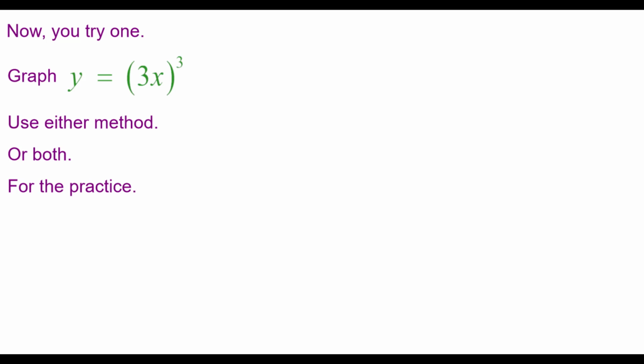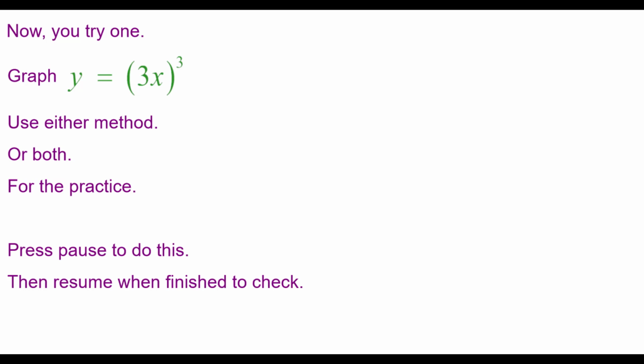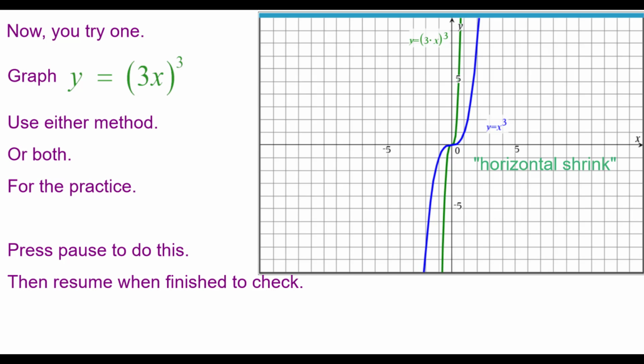Now you try one. Graph y equals the quantity of 3x cubed. Use either method or both for the practice. Press pause to do this and then resume when you're finished to check your answer. And here is that answer, another horizontal shrink.